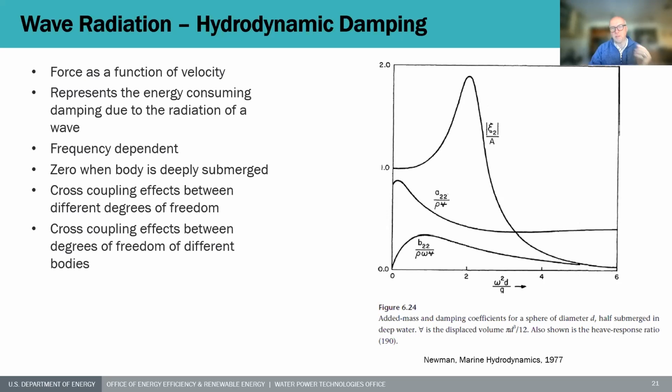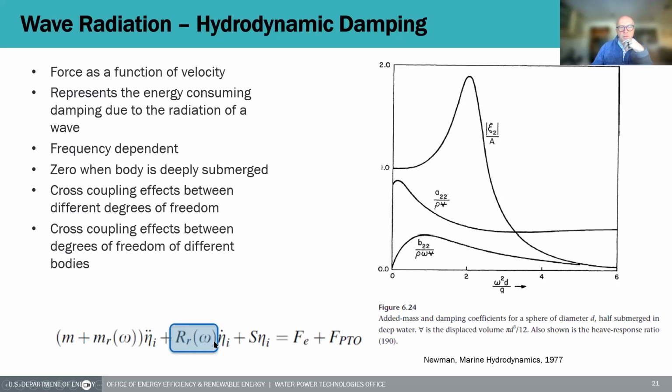On the right-hand side, we see multiple things. We see added mass, we see damping, and we also see a response amplitude operator here. And as you can expect, it's the typical shape of an oscillating 1 degree of freedom system. Reminding us of what we're talking about in the equation, this is the radiation damping.